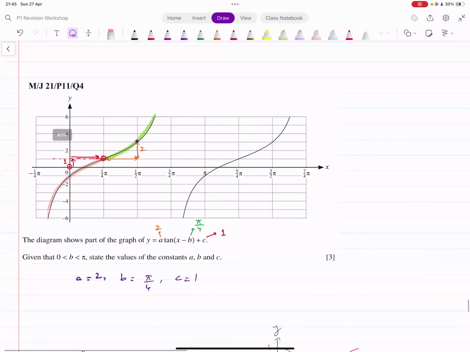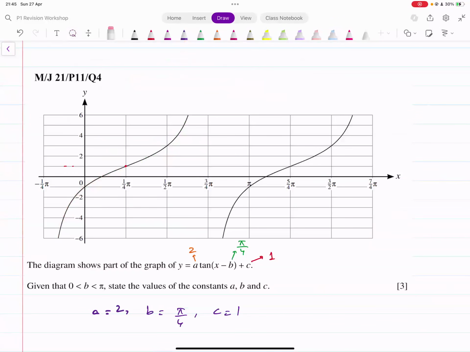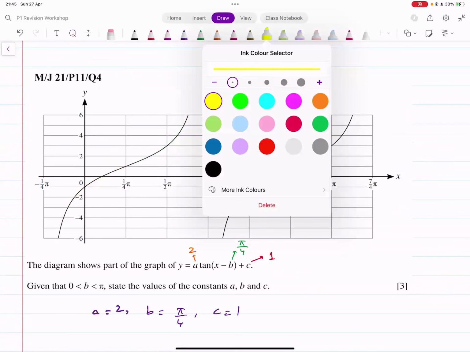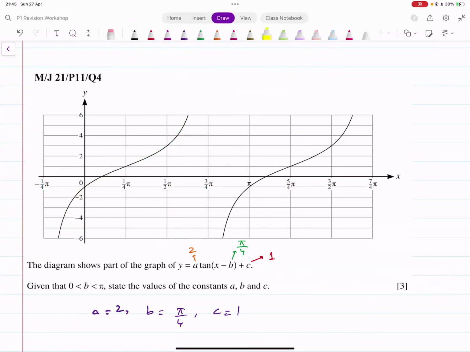If you have a tan function like this, what about this now? For tan, there's no amplitude as such. What about the baseline? What did I tell you about the baseline of the tan function? It says the diagram shows the graph of this function, a tan of x minus b plus c. How do you figure out the values of a, b, and c from this?